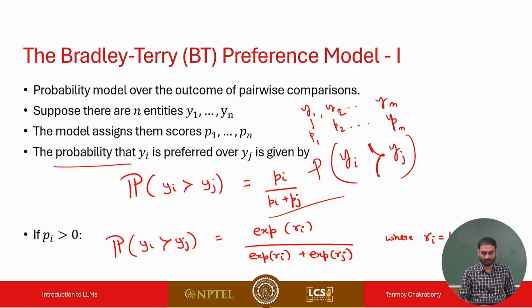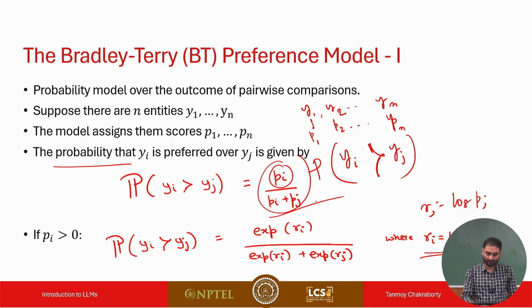Of course, you can make it more sophisticated. You can say that, okay, let me not use this, let me use something else. So instead of using pi, I will use exponential of ri. What is ri? Ri is log of pi. This is exactly the same, exponent log. So exponent log pi is essentially pi, right? So instead of writing this, I will write in terms of exponential: exponent ri by exponent ri plus rj, where ri is log of pi and rj is log of pj. So these are the same, by the way.